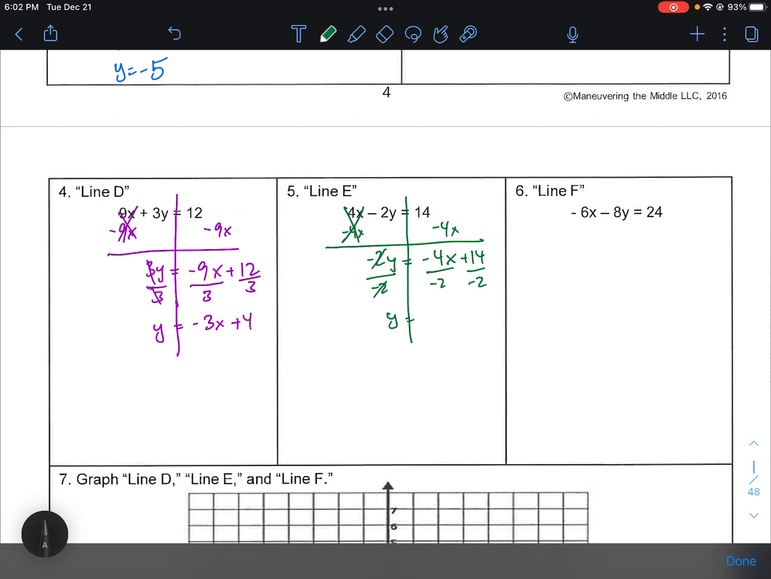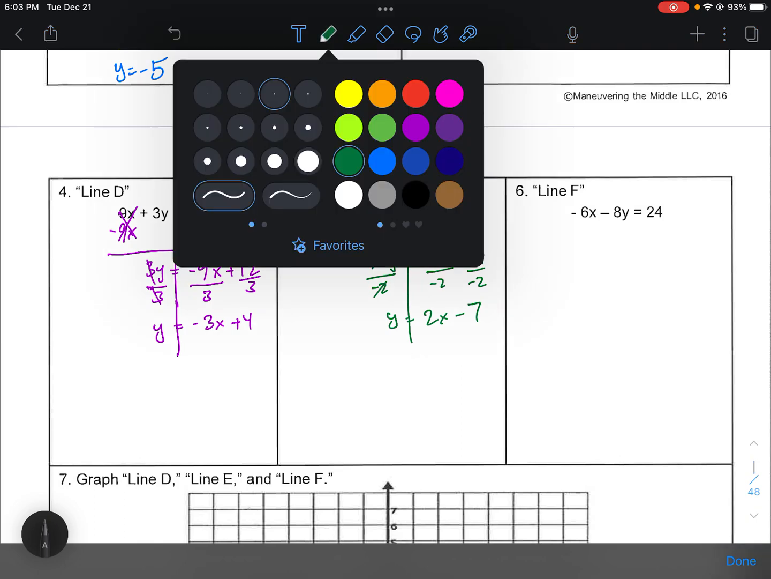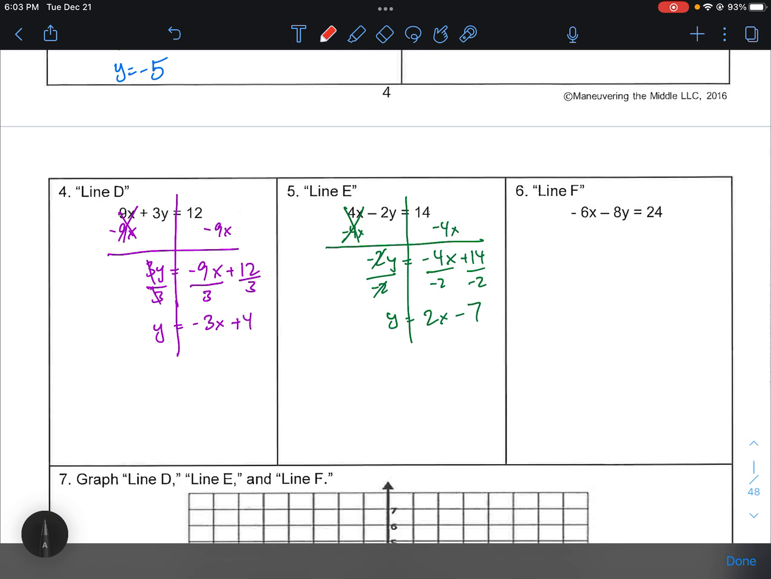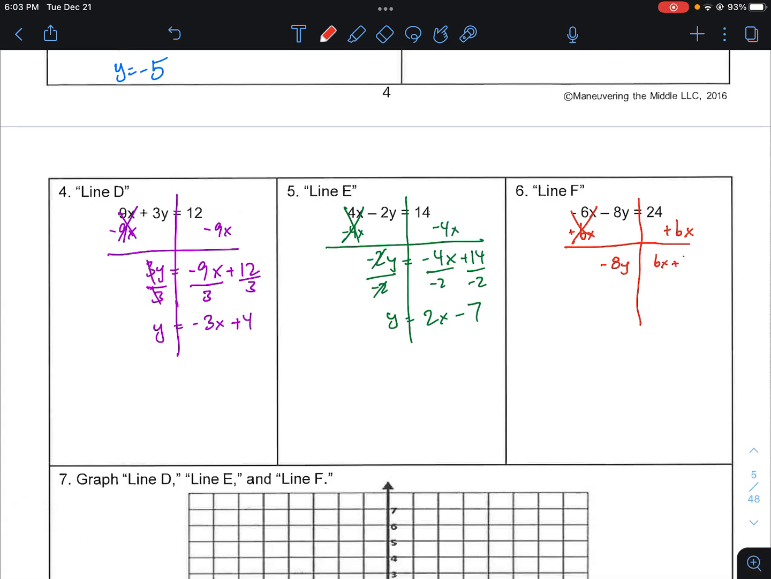What do I get? Negative 4 divided by negative 2. A negative divided by a negative is a positive. You end up with 2x. 14 divided by negative 2 is negative 7. Now I have my second equation in slope-intercept form. Excuse me. Let's do the last one. Line F. So I get the y by itself. I have to get rid of the minus 6x, so plus 6x to both sides. That gives me negative 8y on this side. I have 6x and positive 24.